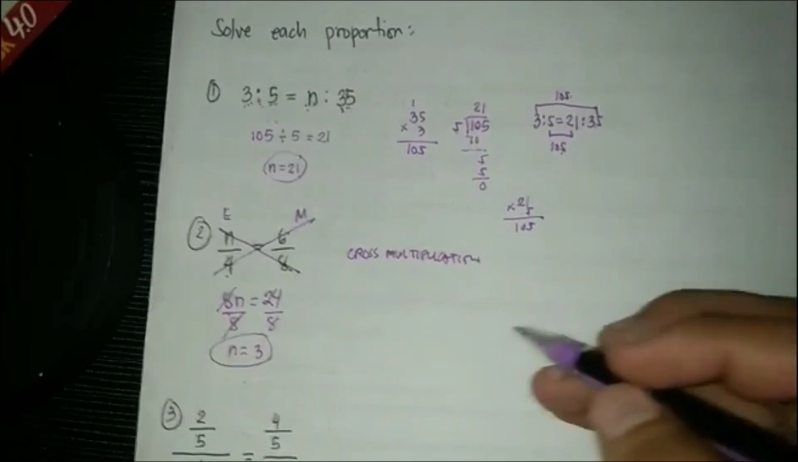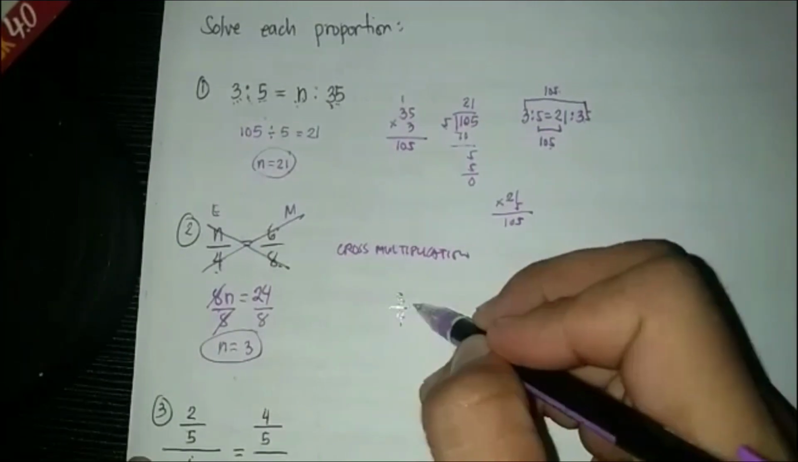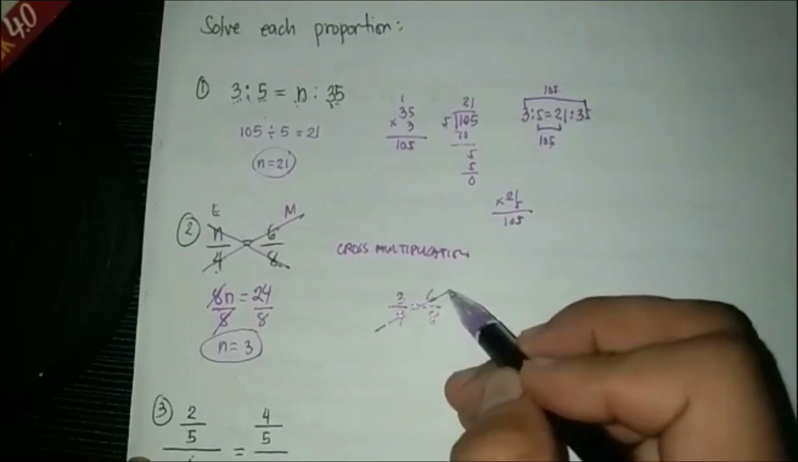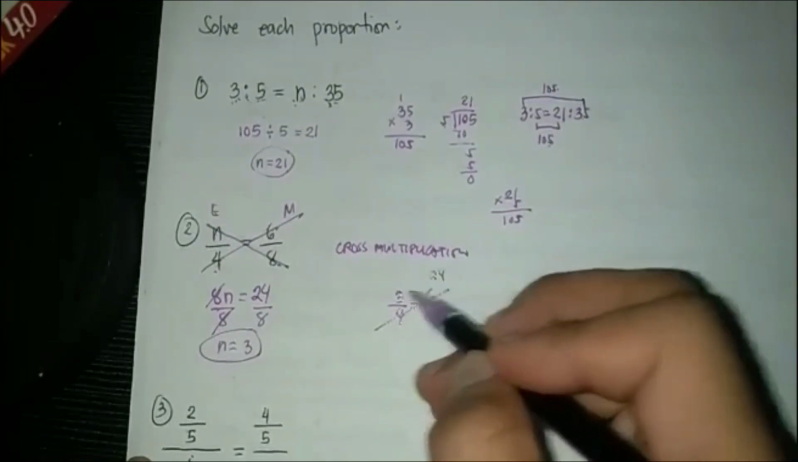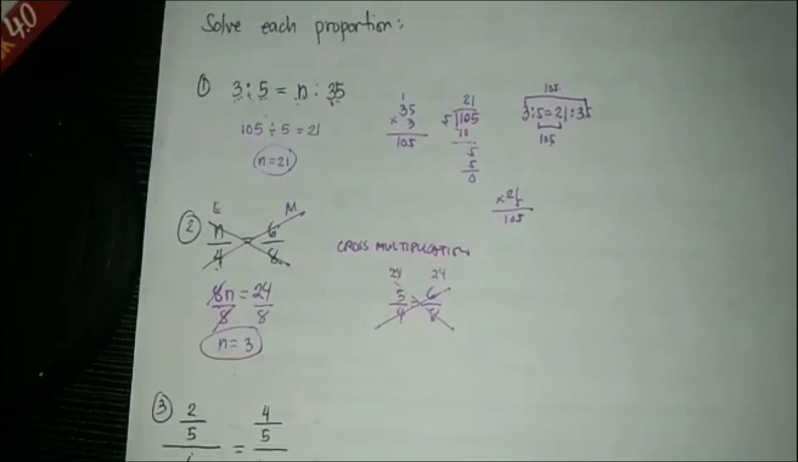Okay, so let's check kung yung value ng n is 3. 3 is to 4 equals 6 is to 8. Okay, cross multiply. 6 times 4, 24. 3 times 8, 24. Okay, so therefore, proportion po yan.